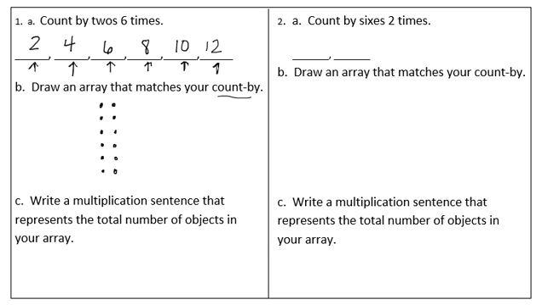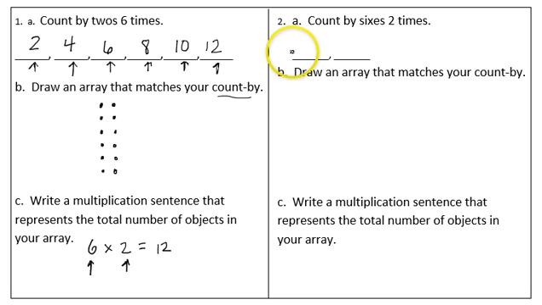The multiplication problem that matches this is 6 times 2, which equals 12. The 6 tells us how many rows of 2 we get when we skip count by 2 6 times. So the 6 is how many rows we have. The 2 is how many in each row. Another way to look at this is we have 6 groups of 2 dots for a final answer of 12.